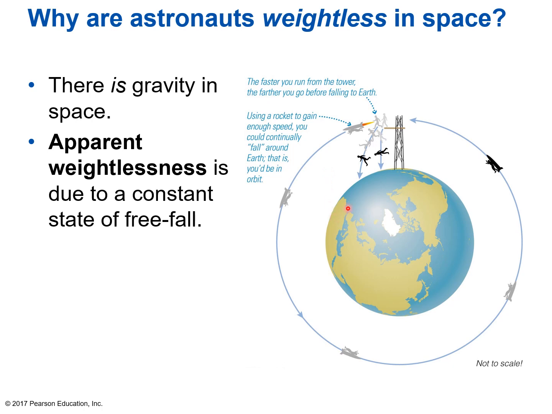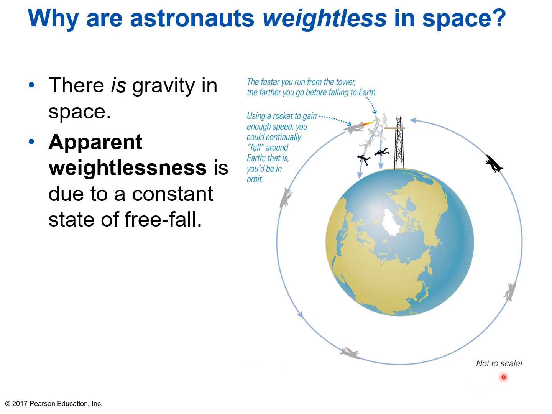Now let's imagine using a rocket to gain enough speed, you could continually fall around Earth. That is, you'd be in orbit. So this person going fast enough, something like, I don't know the exact number, something on the order of 20,000 miles per hour, this person, just like the others who ran off the diving board, is continuously falling, accelerating towards the center of the Earth. But the Earth's surface is curving away at the same rate. And so this person is in orbit.